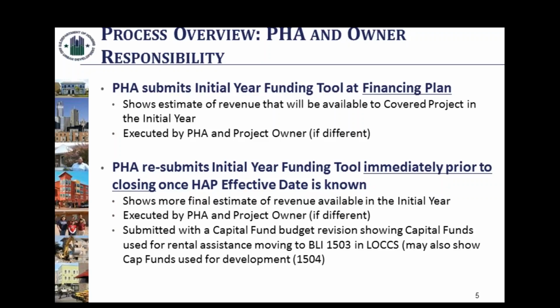In that same budget revision request, this is a little bit of an aside, but just for convenience, a PHA would also be showing any capital funds that are used for a development use in the RAD budget. Pre-development or fees or actual construction would all go into the 1504 line.